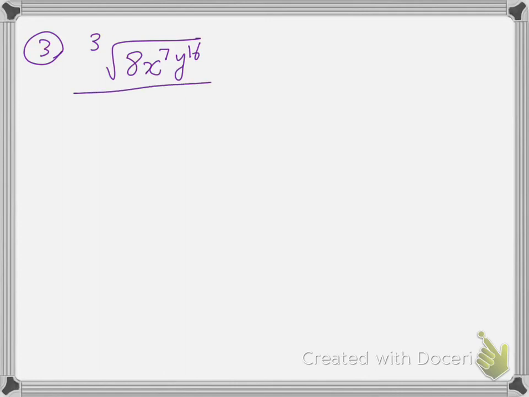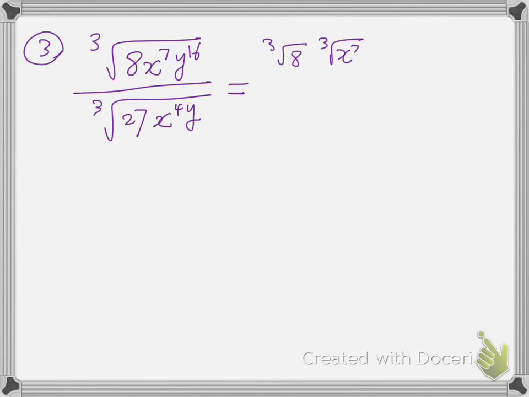Now let's look at another one, number 3. We want to simplify this expression: cube root of 8 x to the 7 y to the 16 divided by cube root of 27 x to the 4 y. Now everybody has a cube root. One solution is we take the cube root of the 3 terms on top separately, and the cube root of the bottom number, x term and y term.